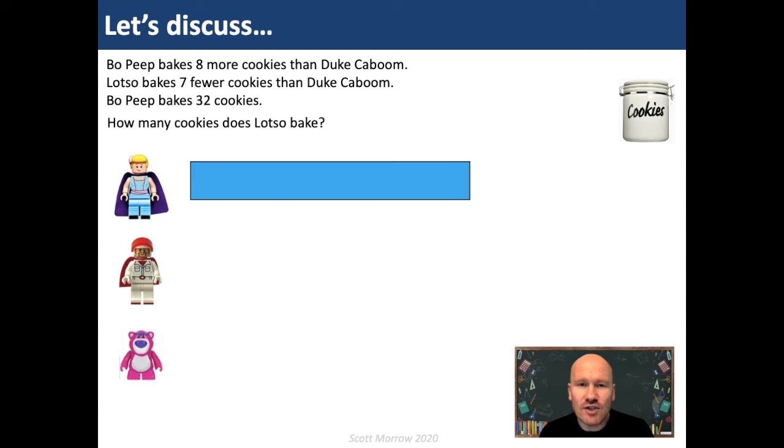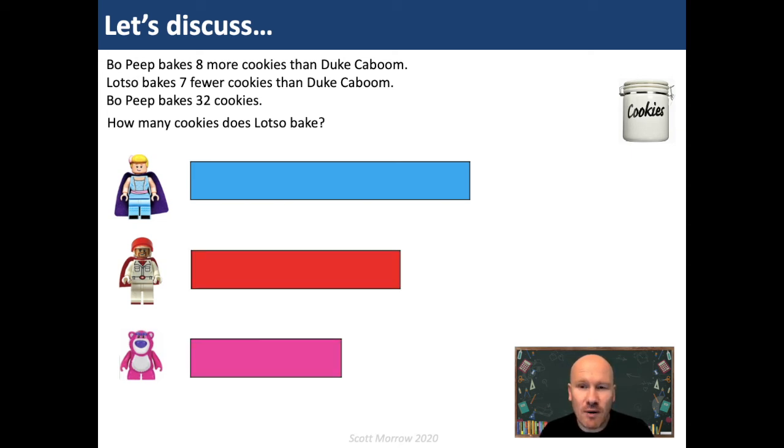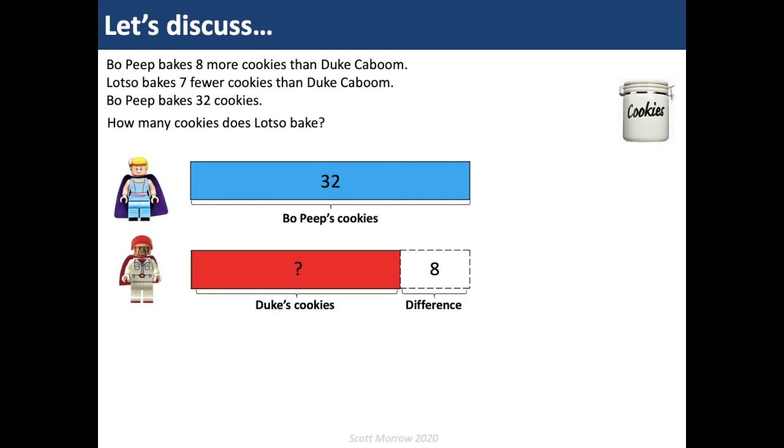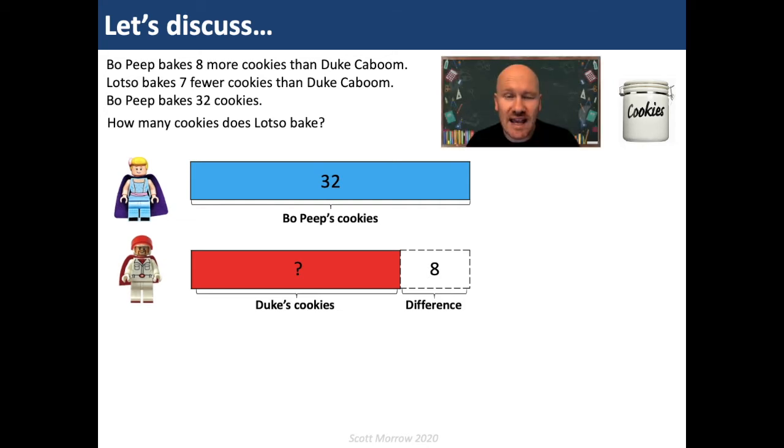Let's draw bars for each of them. Bo Peep's going to get the longest and Lotso's the shortest bar. We can describe each of those parts, and now we can put in the values that we know. We know that Bo Peep baked 32 cookies. We don't know how many Duke or Lotso baked, but what we do know is the difference between Duke and Bo Peep. She bakes 8 more, and the difference between Lotso and Duke, Lotso bakes 7 fewer. Let's work out how many Duke baked to begin with. I know that Bo Peep bakes 8 more than him.